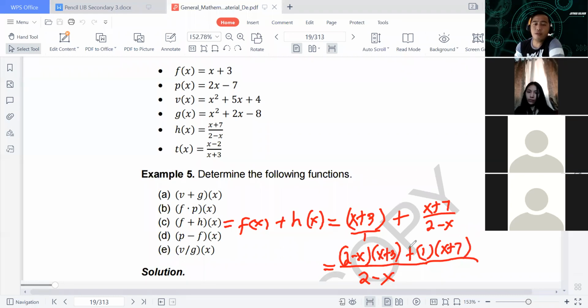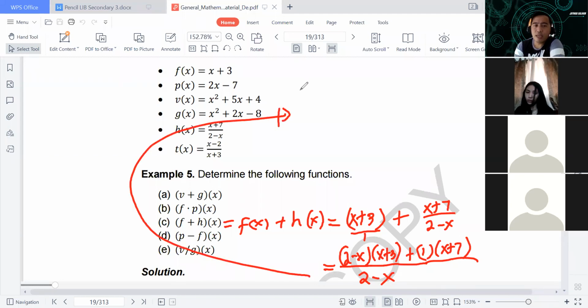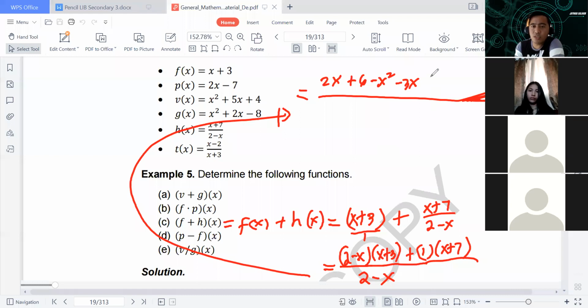So if you simplify it further, let me write it somewhere here because we don't have space. It will be now equal to, you multiply it first. So that will be 2x plus 6 minus x squared minus 3x. Is that correct, class? And here it will be just x plus 7 all over 2 minus x.